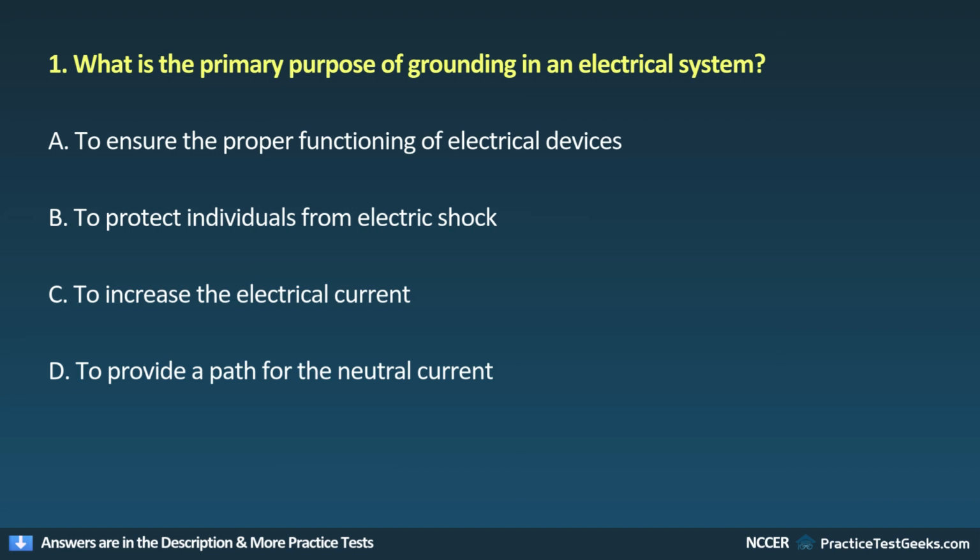1. What is the primary purpose of grounding in an electrical system? A. To ensure the proper functioning of electrical devices. B. To protect individuals from electric shock. C. To increase the electrical current. D. To provide a path for the neutral current.